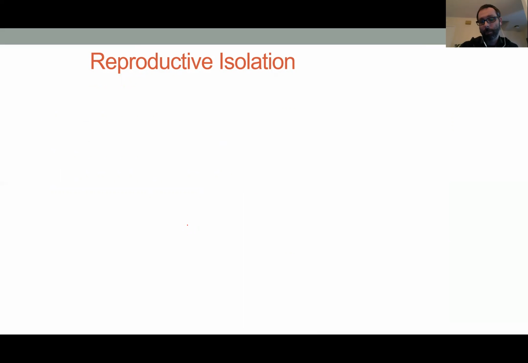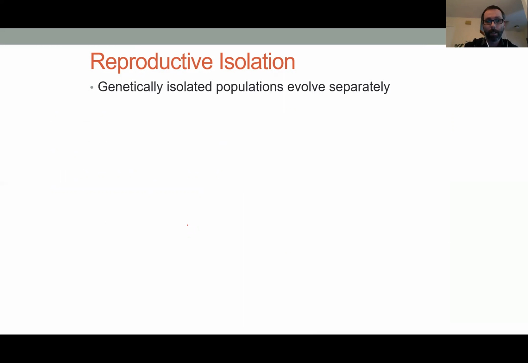Reproductive isolation is exactly what it sounds like. You want to keep the two groups from reproducing with each other, right? Genetically isolated populations will evolve separately, and if you wait long enough, they should end up different from each other.